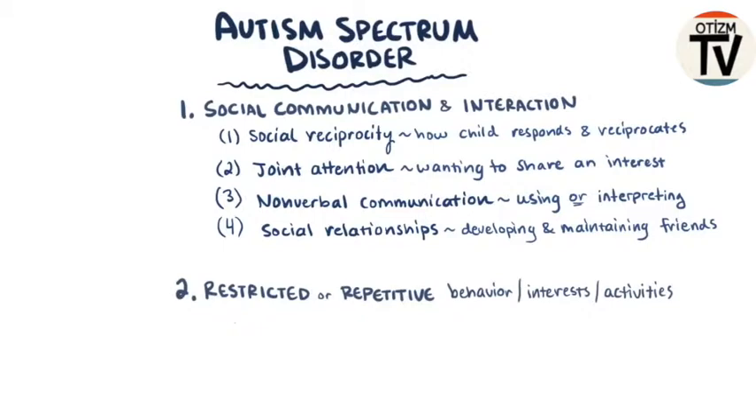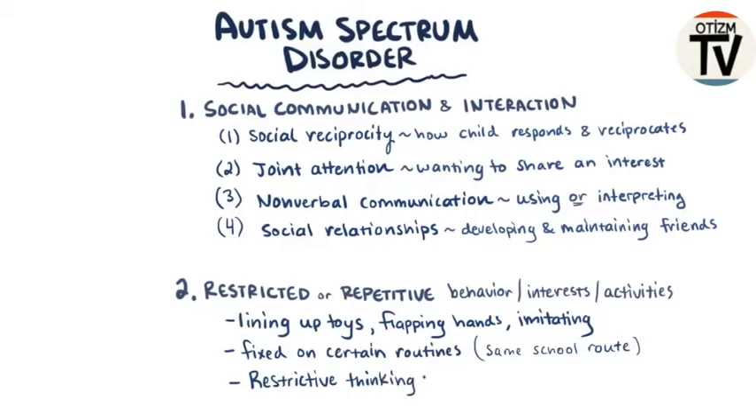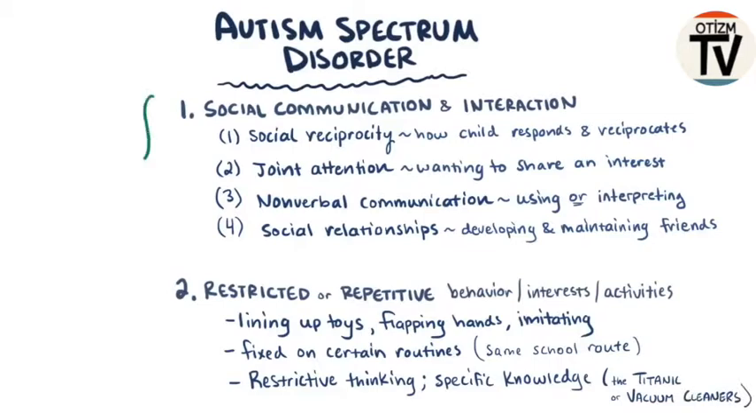And this category is pretty broad and can include a whole bunch of behaviors, some being more well known or characterized than others, like lining up toys in a ritualistic sort of way, or flapping one's hands, or imitating words or phrases. The child might be fixed on certain routines, like taking the same route every day to school, or they might have restricted patterns of interest, like having a very specific and in-depth knowledge of the Titanic, or vacuum cleaners.